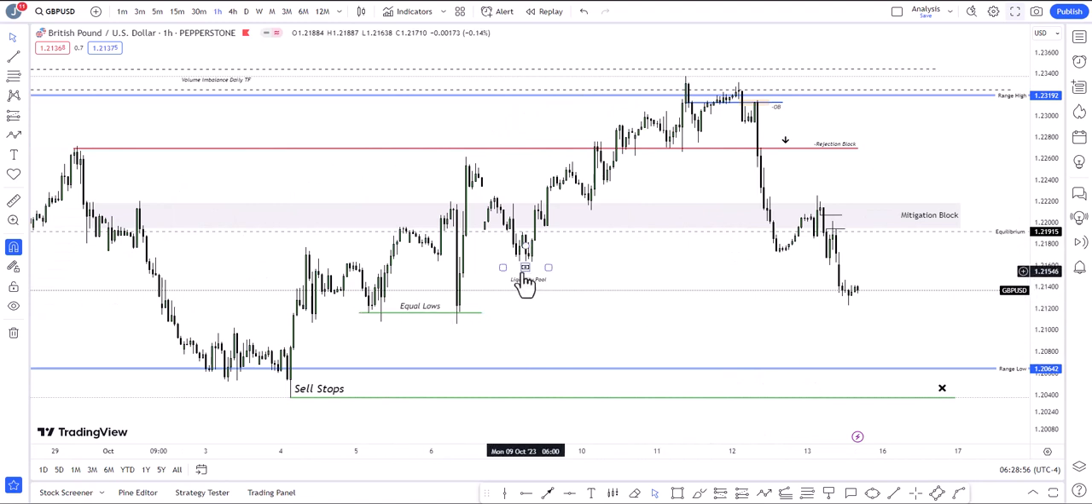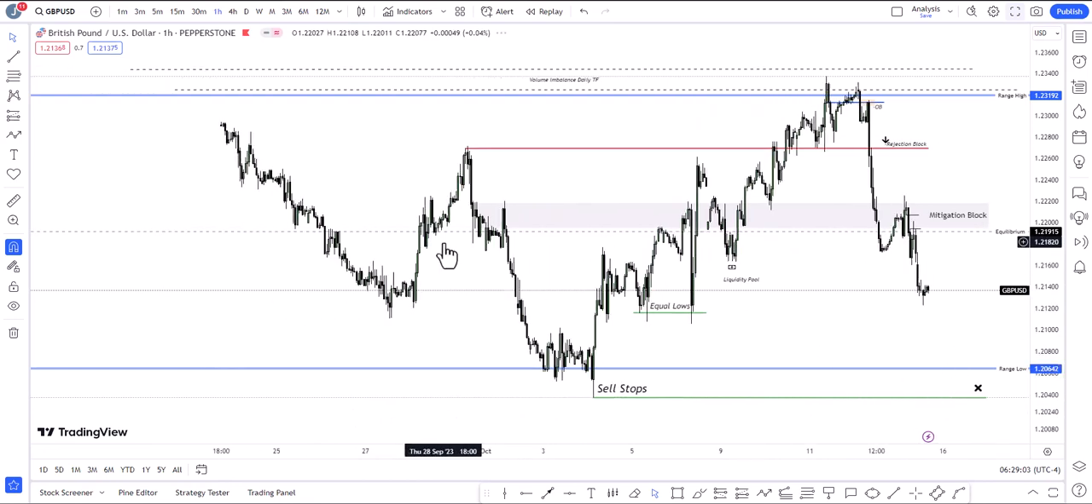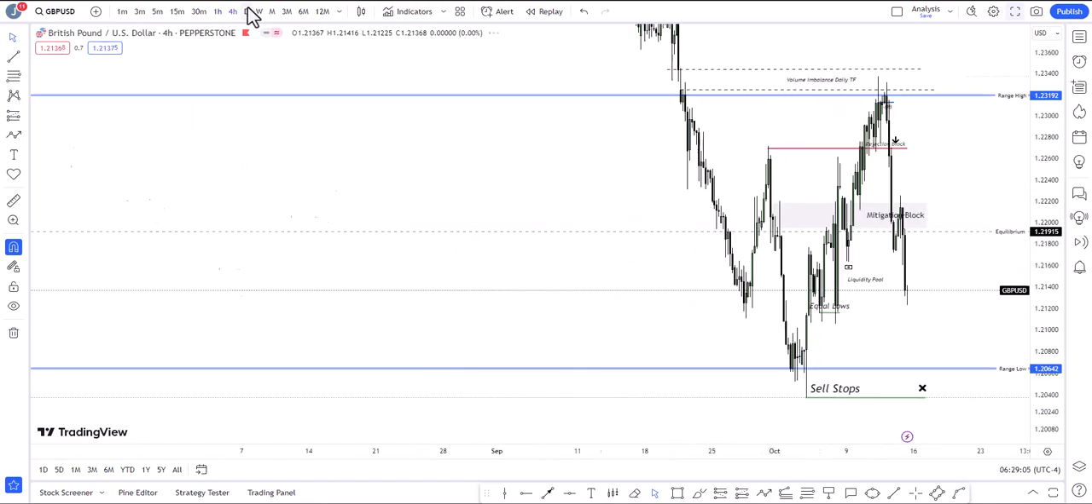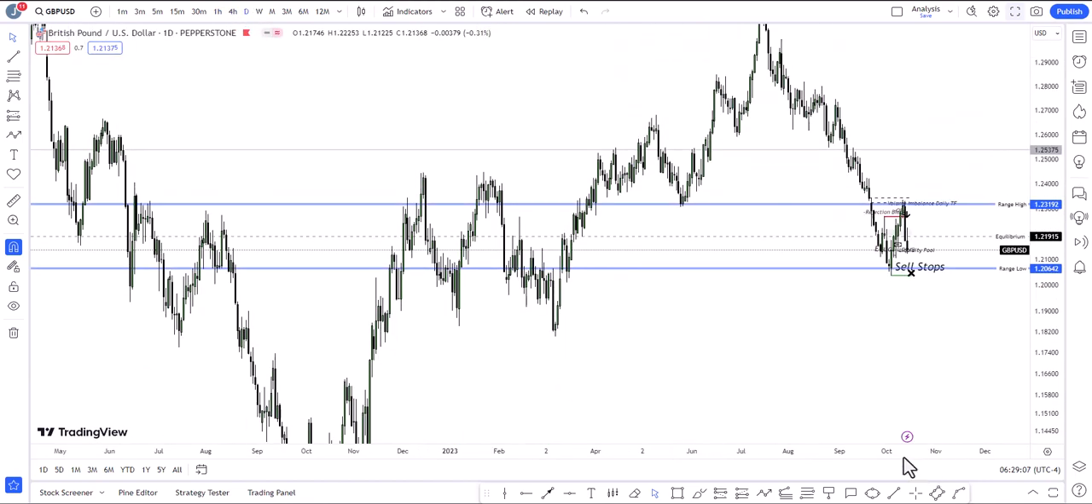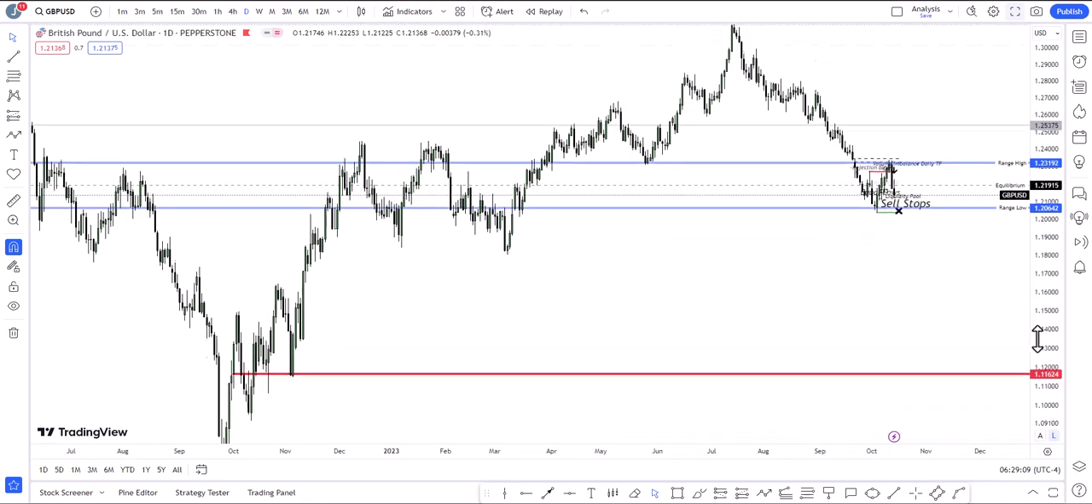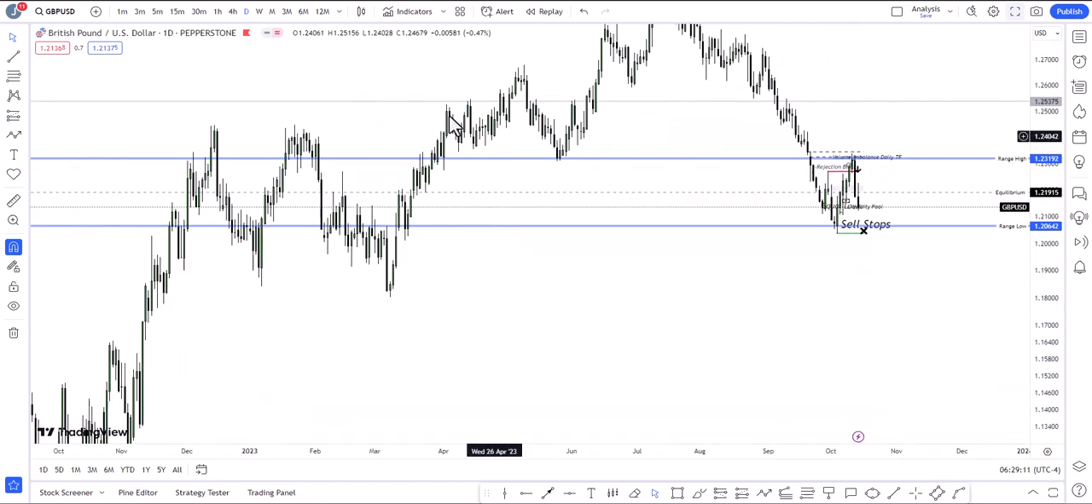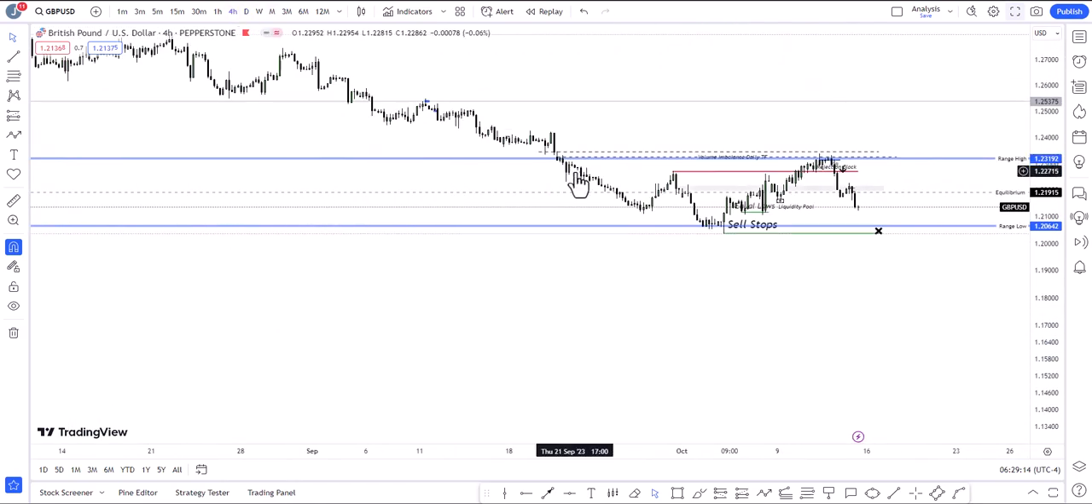Equal lows resting there, liquidity pool resting right there, sell stops right here. So I'm expecting these sell stops to be taken there, and probably looking to make lower prices more on GBP. Yeah, that's what I'm seeing currently at the moment.